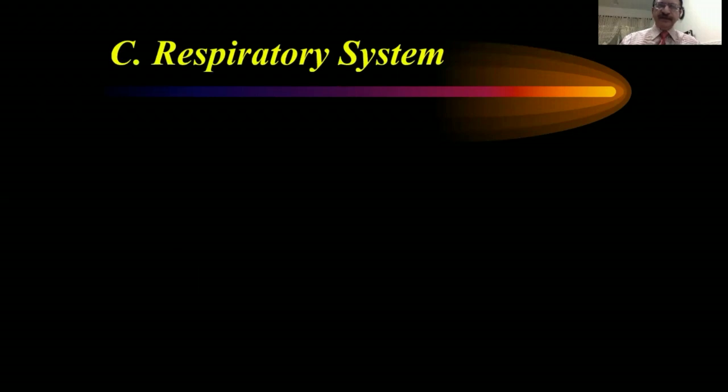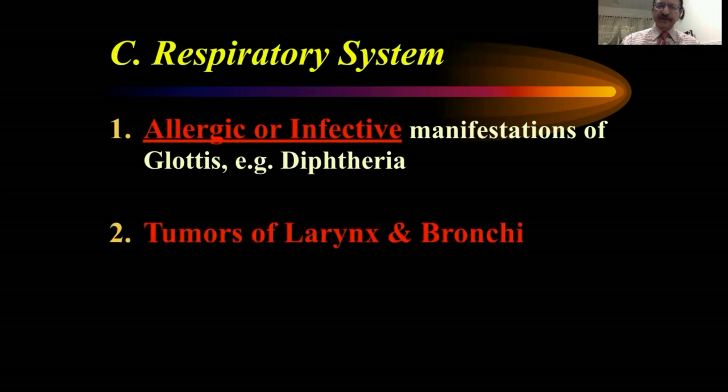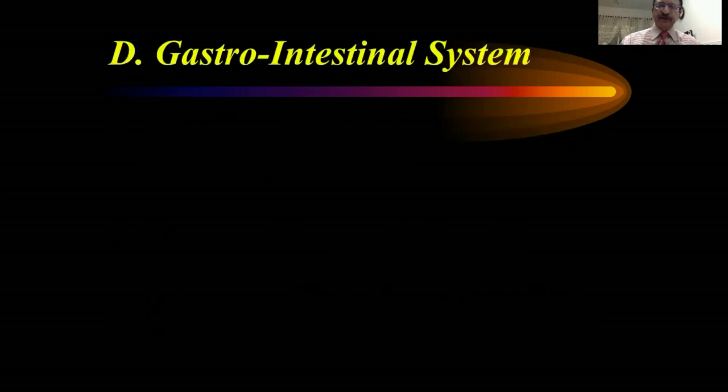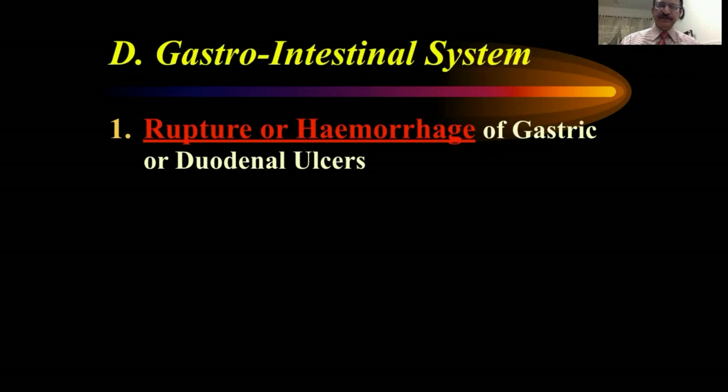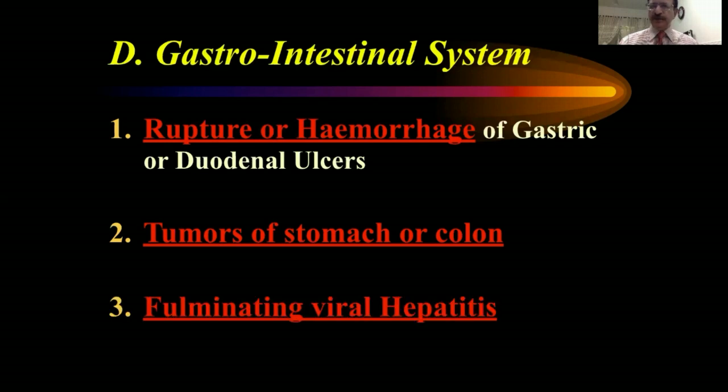Then the causes in the respiratory system: allergies, infections, manifestation of glottis in diphtheria, then tumors of the larynx and the bronchi, pulmonary embolism, air or fat embolism. Then causes in the gastrointestinal system: rupture or hemorrhage of gastric or duodenal ulcer, tumors of the stomach and colon, or fulminating viral hepatitis.